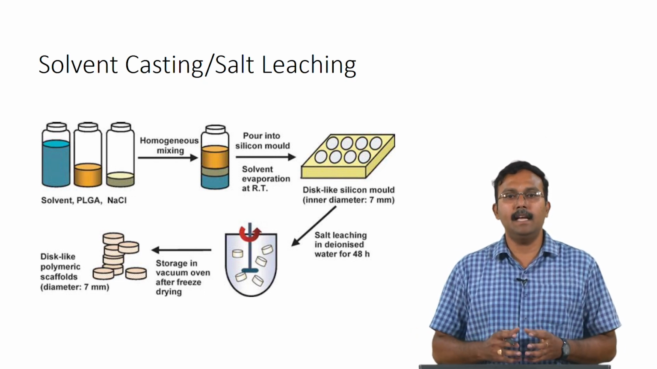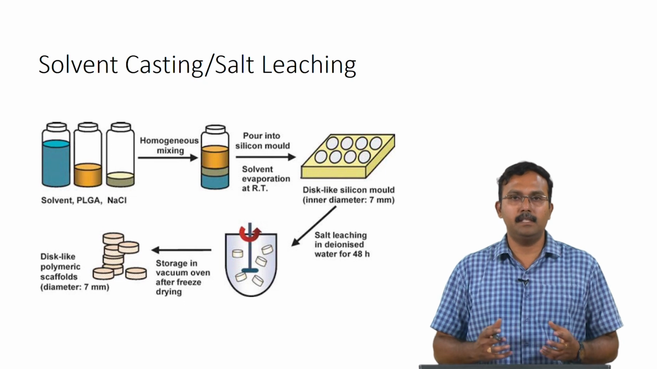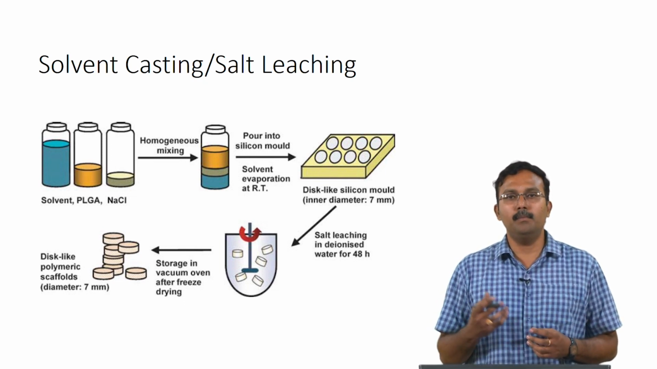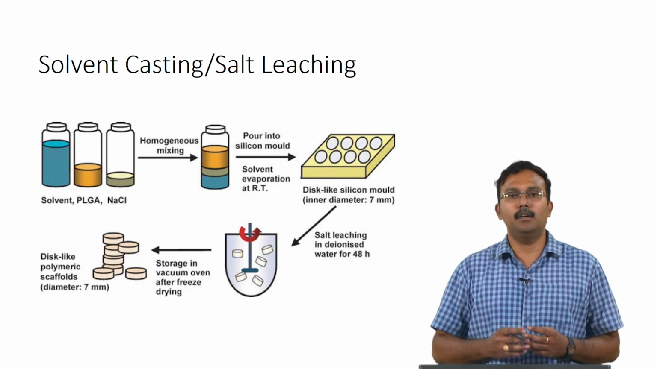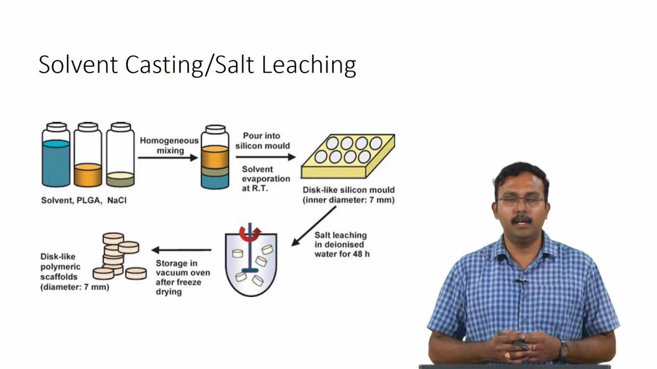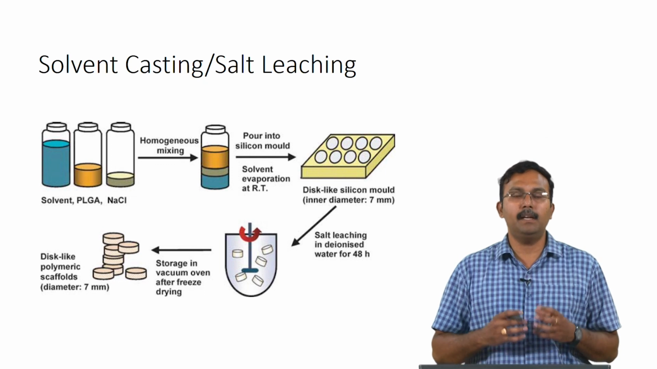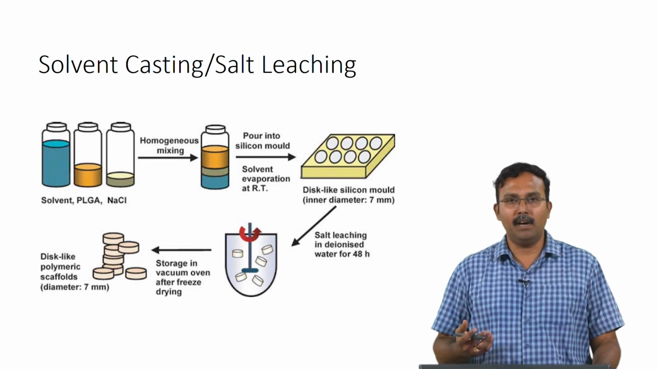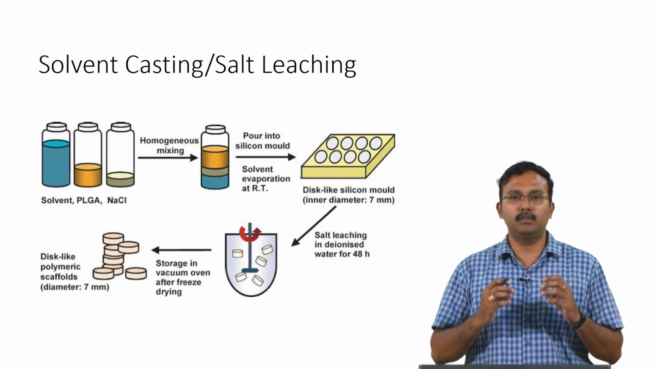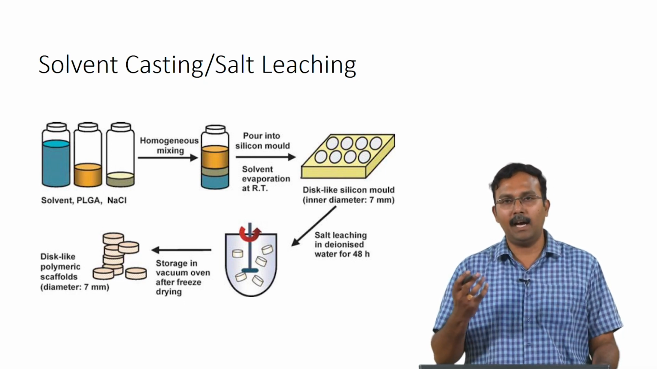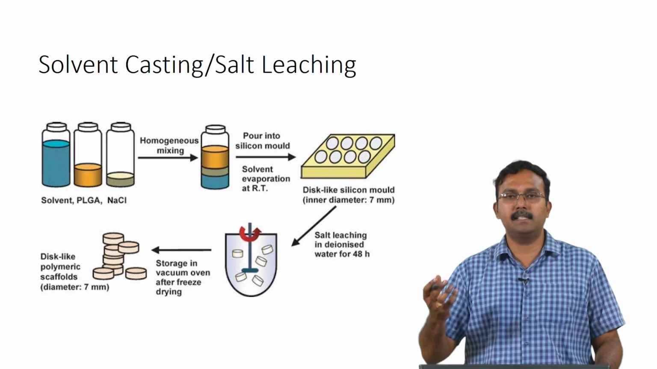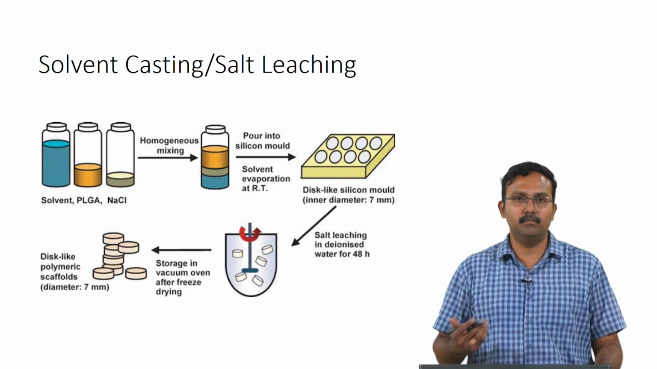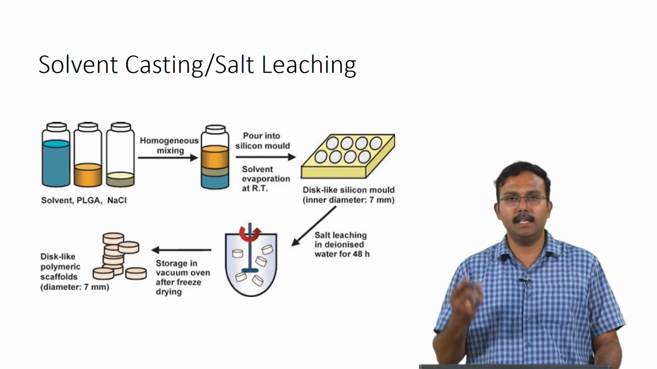So, these three are poured into one vessel and they are mixed to create a homogeneous mixture. This homogeneous mixture is then poured into a silicon mold where you keep it and evaporate the solvent. So, once the solvent is evaporated, you now have a solid structure, so which will have the shape as the silicon mold. So, here they have shown a disc like mold. So, you would end up with disc like scaffolds.